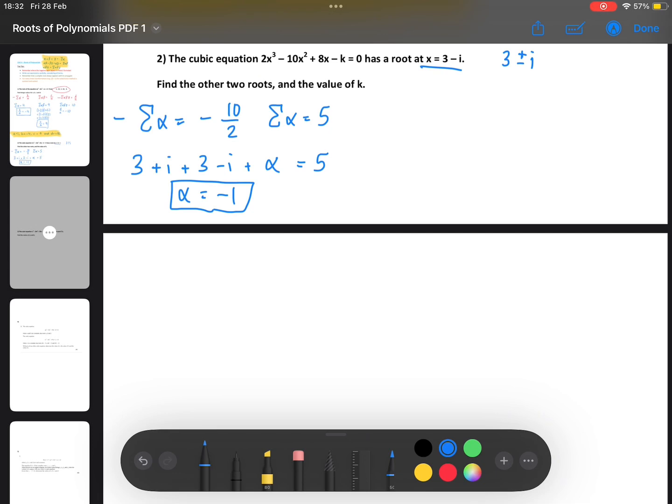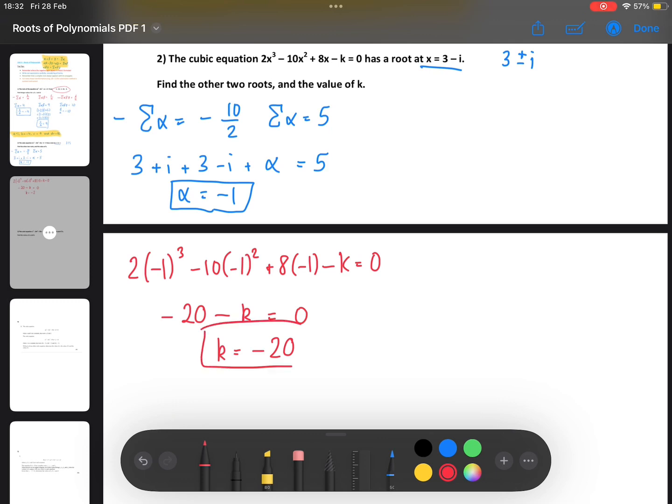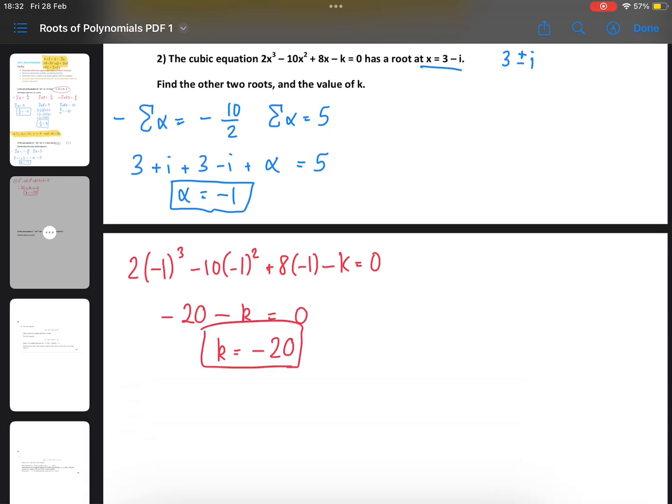And in order to find the value of k, I'm just going to substitute in -1 into the above, and we know that we want it to equal 0, so that'll tell us what k is. So we have 2(-1) cubed minus 10(-1) squared plus 8(-1) minus k equals 0. Expanding that out, -20 minus k equals 0, and k equals -20. And those are just two answers to that question.